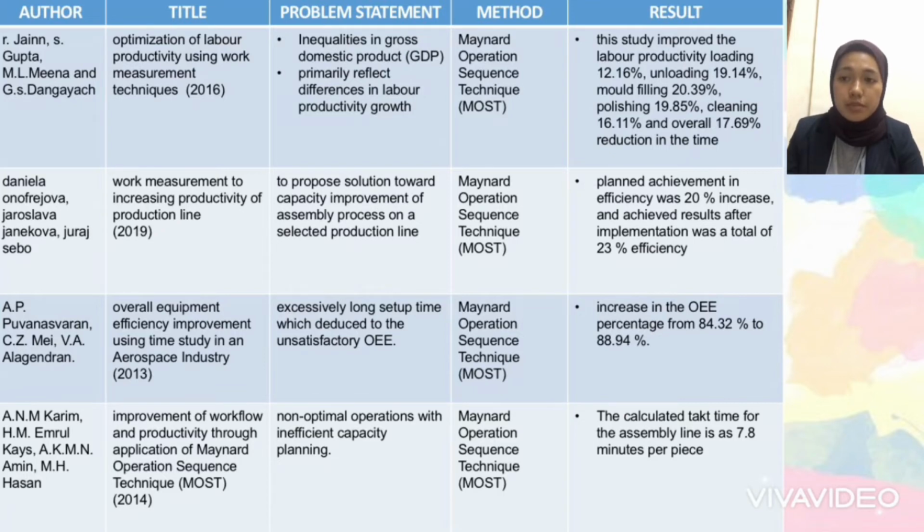The problem that has been faced is inequalities in gross domestic product (GDP) per capita among the various developing countries. And currently, many countries lag significantly behind the USA. As a result, the study improved the labor productivity for all the subsections in terms of time likewise. Many improvements have been gained by using the Maynard operational sequence technique based on the journal that has been found.